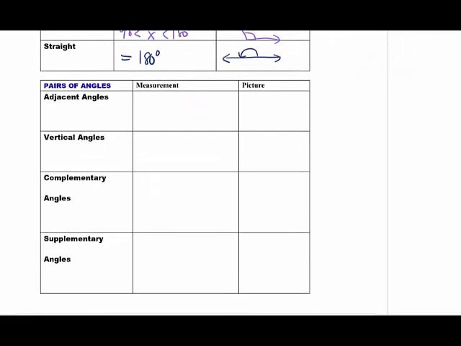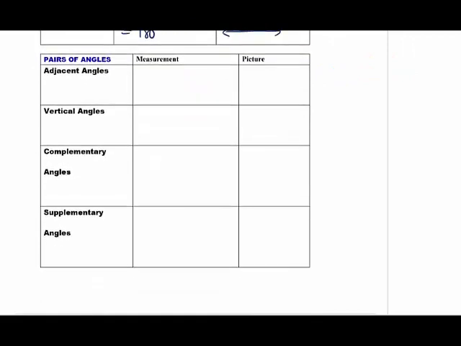Going to our pairs of angles, we're going to have what's called adjacent angles. And I'm going to start with the picture. Adjacent angles mean that they're going to touch, but they don't have any common interior points. They have a common side, so common vertex and side, but no common interior points.